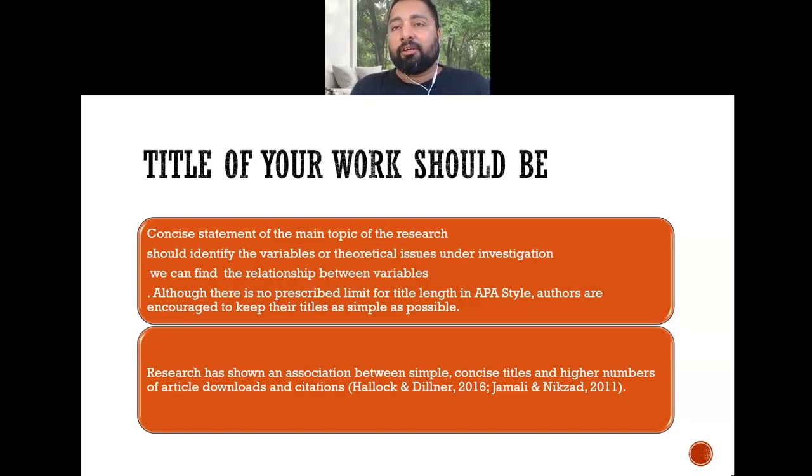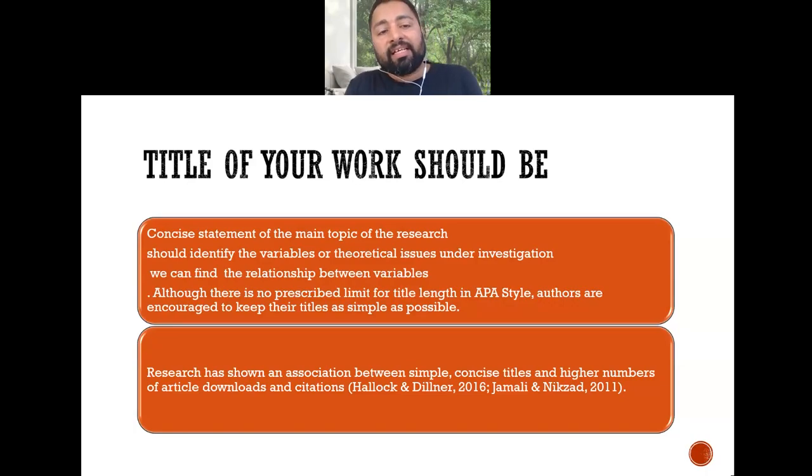For search engine optimization, to get better results, the title should be appropriate. If the title is not appropriate, and if there are unnecessary words in the title, then it will fail for search engine optimization. So regarding the title, there is no hard and fast rule given by the APA style. What is the length of the title? How many words in the title? There are no such rules, but it should be a concise statement of the main topic of the research.